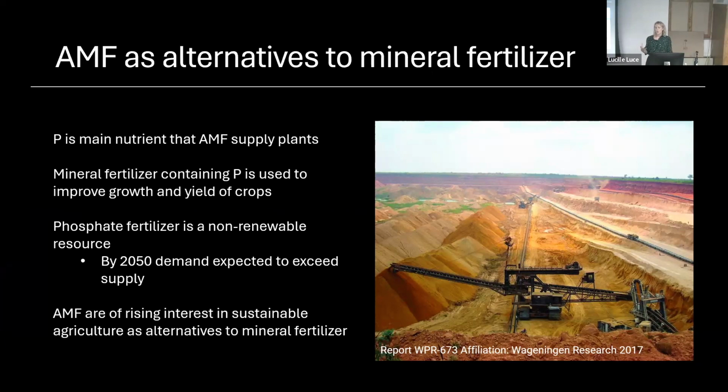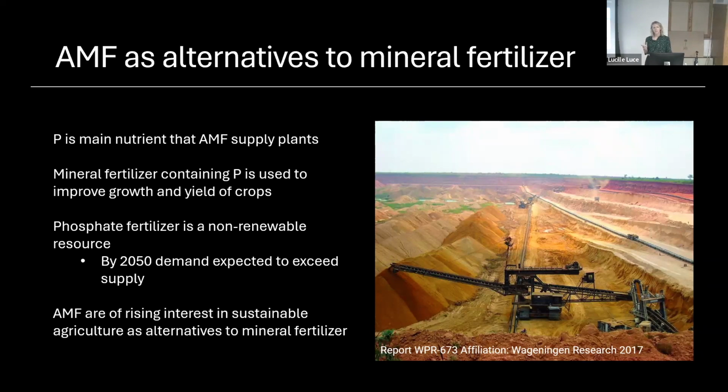And in conventional agricultural practices, mineral fertilizer containing phosphate is added to the soil where the plants are grown to boost crop yield and crop growth. However, phosphate is a non-renewable resource. It is mined, it comes from phosphate rock.